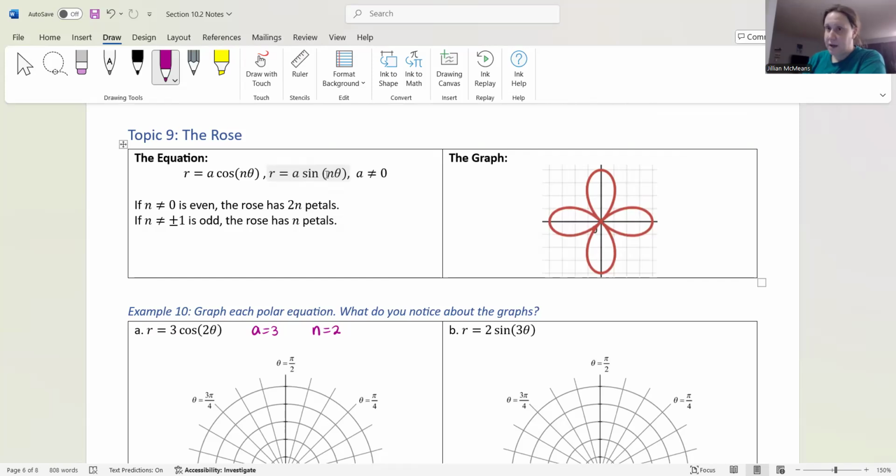For the second equation, we have R equals 2 times sine of 3 theta. In this case, A is 2, which is great as long as it's not 0, and then we have n equals 3. So both of these fit the template. We definitely have the equation for a rows. So let's go to the calculator and get a quick idea of what's going on here.